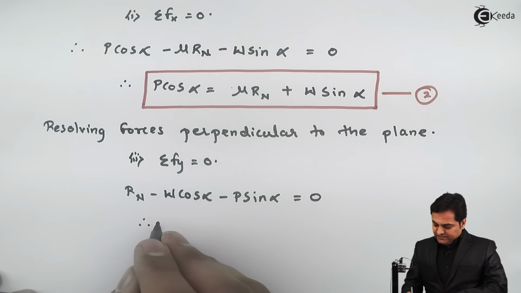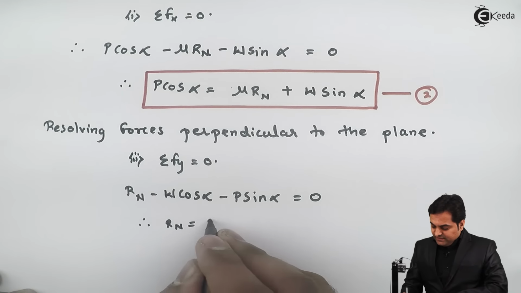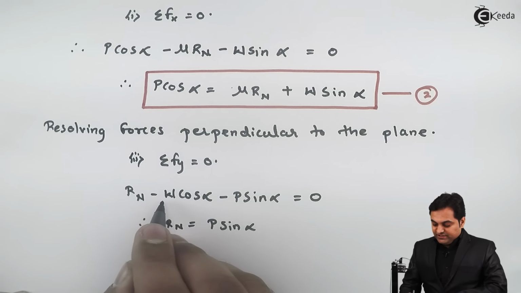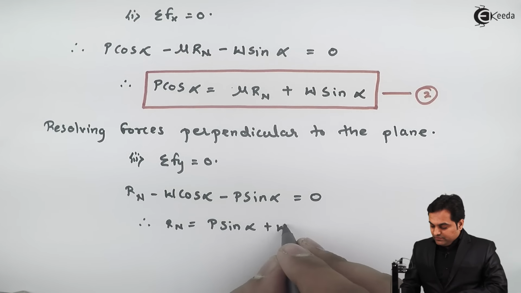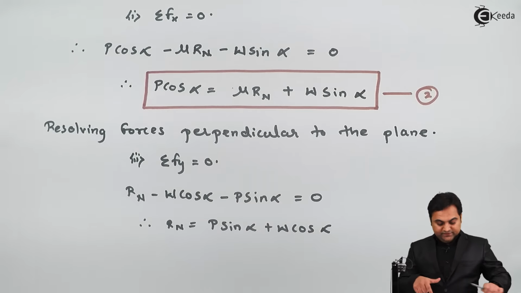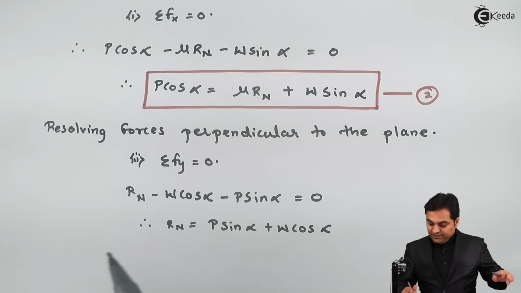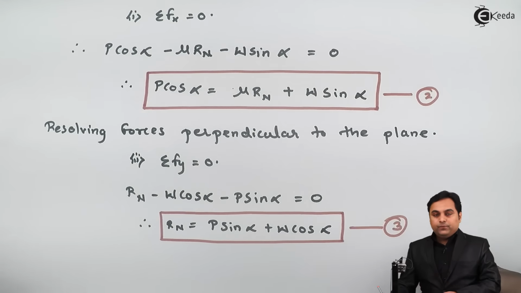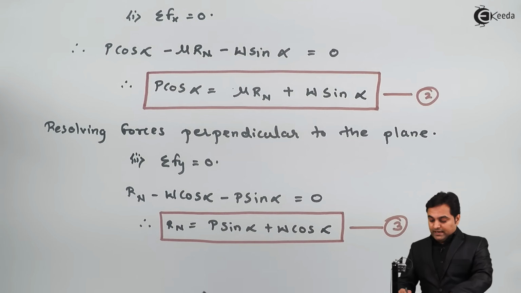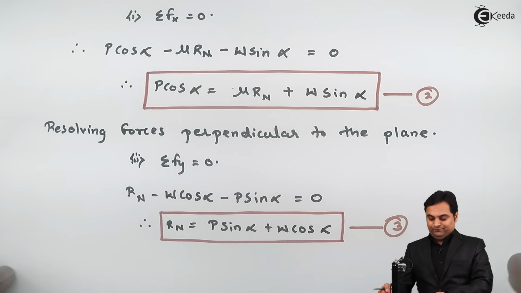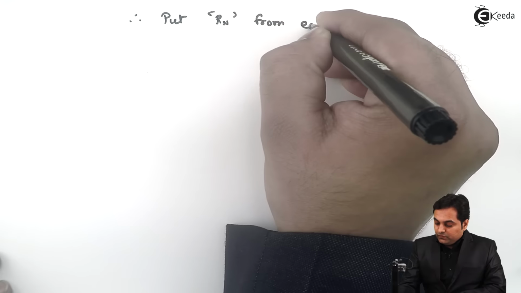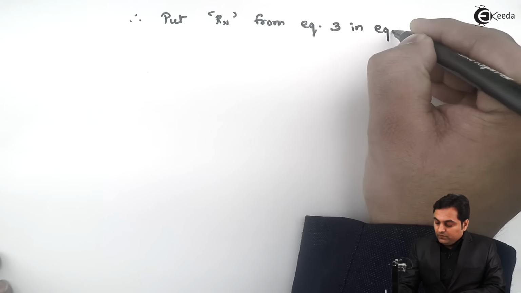Now I will keep Rn on one side. P sin alpha shifts onto the other side, so it is positive. W cos alpha, which is negative here, if I shift it, that becomes plus W cos alpha. So I'll give this as equation number 3. Now, from equation 3, I'll put the value of Rn in equation number 2. Therefore, put Rn from equation 3 in equation 2.